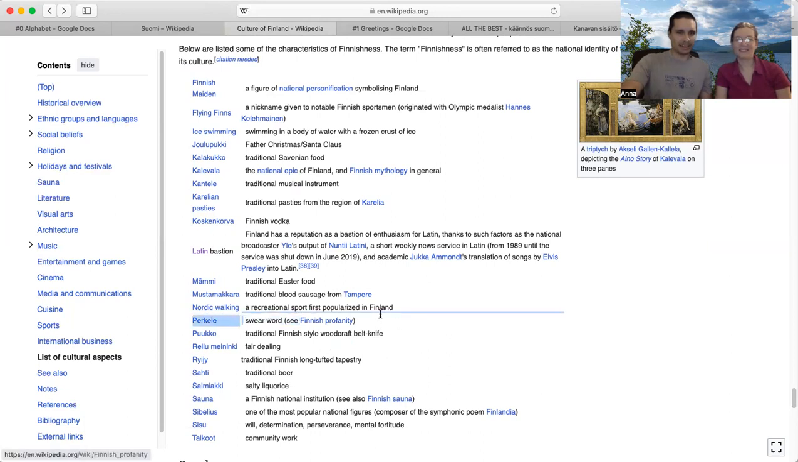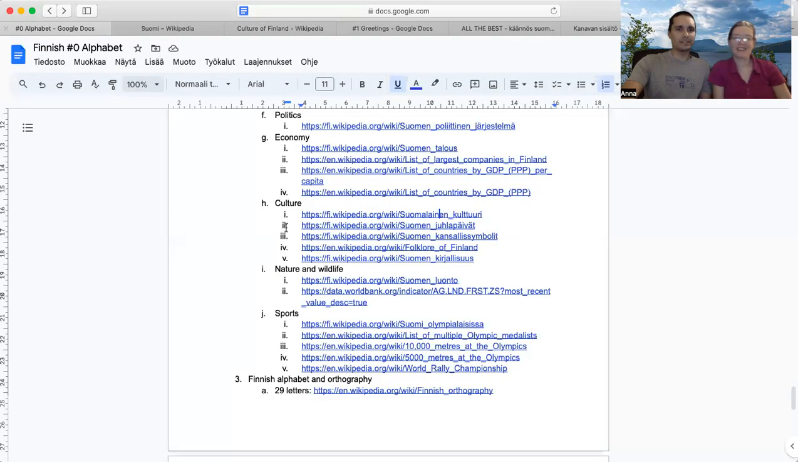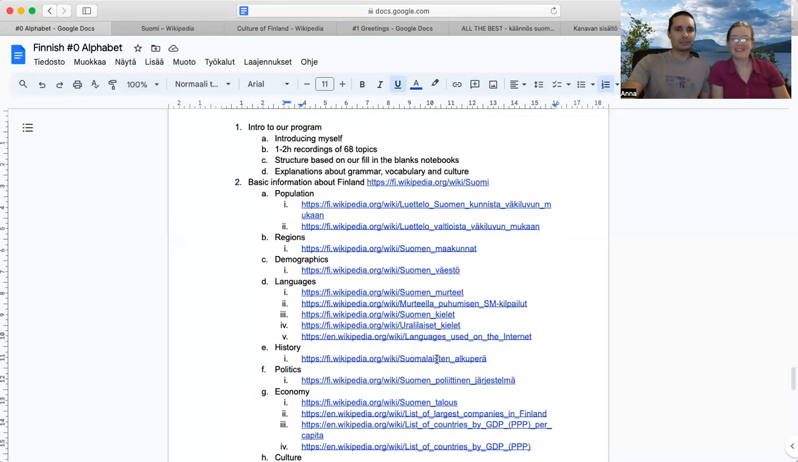What else? Perkele. That's a good word. It's a swear word. It's very tasty. Tasty? Okay. Yeah, it's a tasty one. Okay. I think that was all.